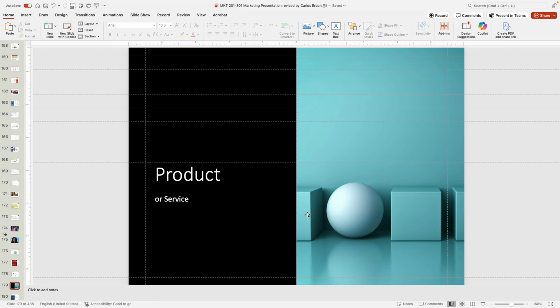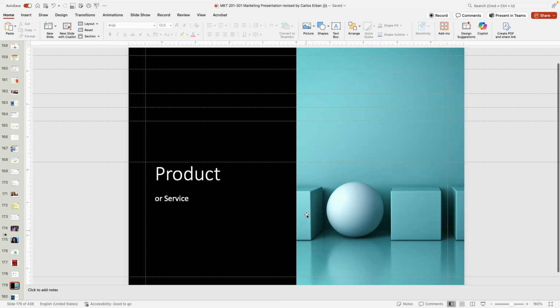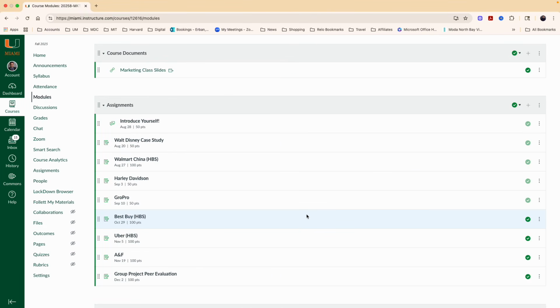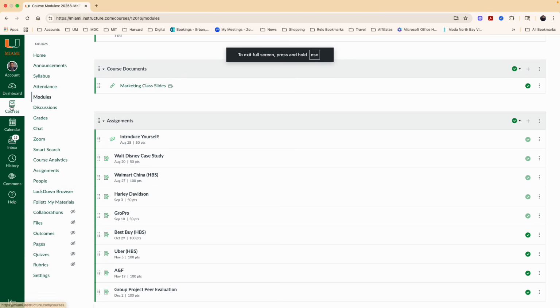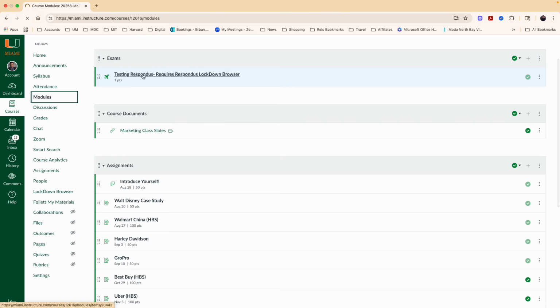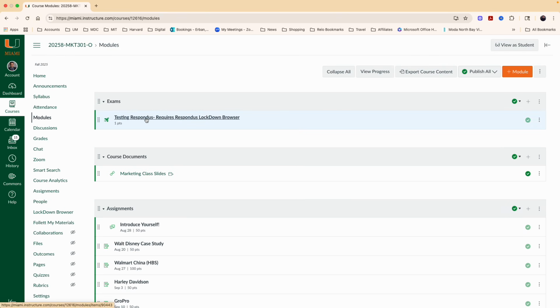If anybody arrived late today, first of all, I did not take attendance, okay? But you need to download the lockdown browser. And the way you do that, and it's in the recording, is you go to modules, you click on testing responders. If you have responders, it will open. If you don't have it, it's going to tell you to download. It takes 5 minutes to download, and then you should be able to open it. Okay?